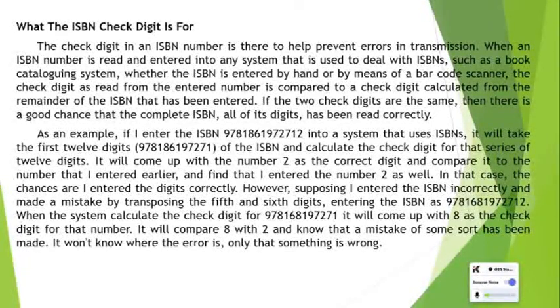Okay, as an example, if I enter the ISBN 9781861972712 into the system that uses ISBN, it will take the first 12 digits, 978186197271, of the ISBN and calculate the check digit for the series of 12 digits. So it will come up with the number 2 as the correct digit and compare it to the number that I have entered earlier, and find that I have entered the number 2 as well. In that case, the chances are I entered the digits correctly.